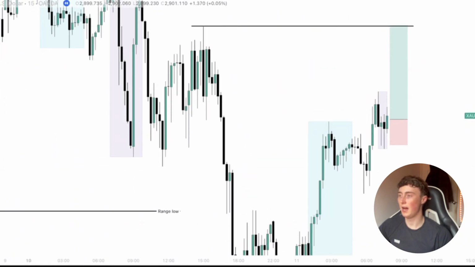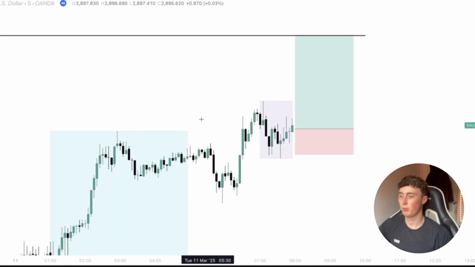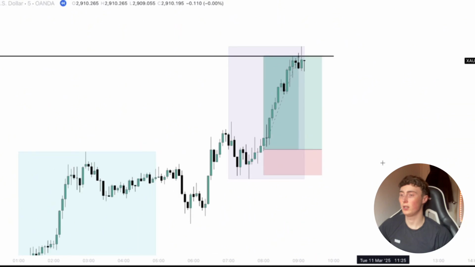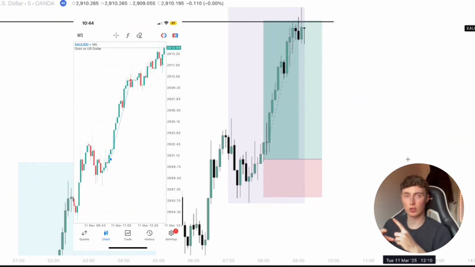And if I play it out, you can see that price respected the order block and we flew to the target very, very quickly. So I'm going to put the execution screenshot so you can see that I took the trade. And I'll also let you know that I called this out to the free Discord.